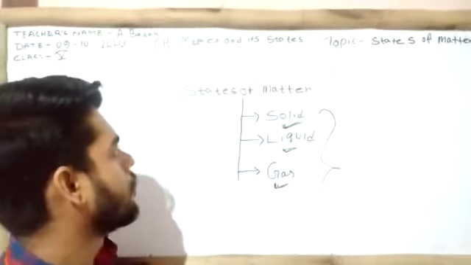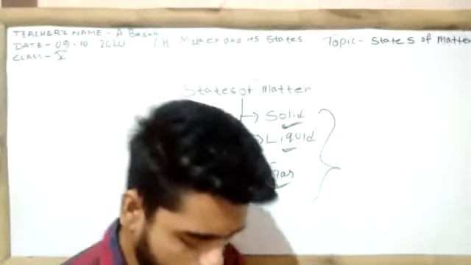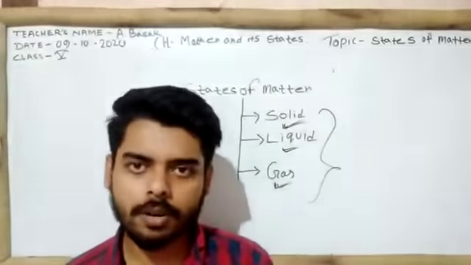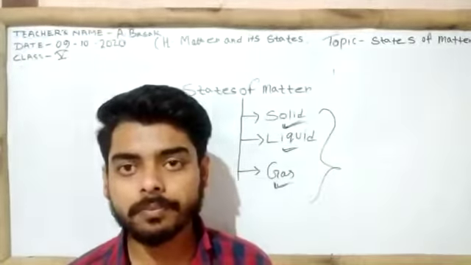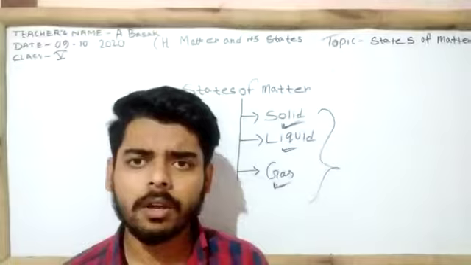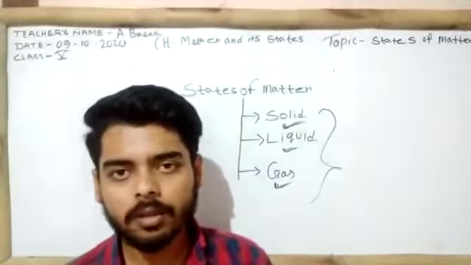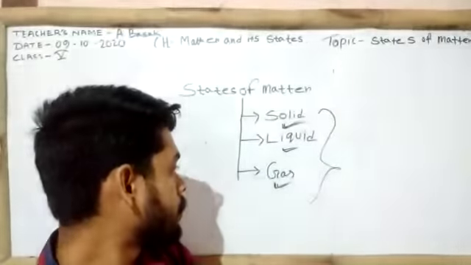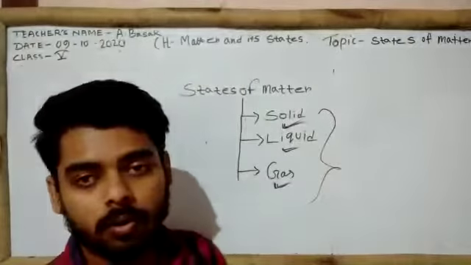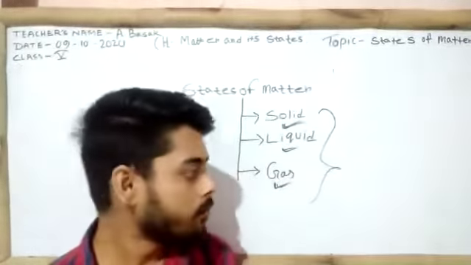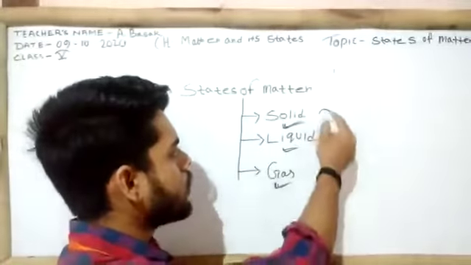The last state of matter is gas. So gas can diffuse in air. Gas can be compressed. Gas does not have a shape, and it also does not have volume. Okay, and gas can flow in all directions, as I said. So these are the properties of these three states of matter.